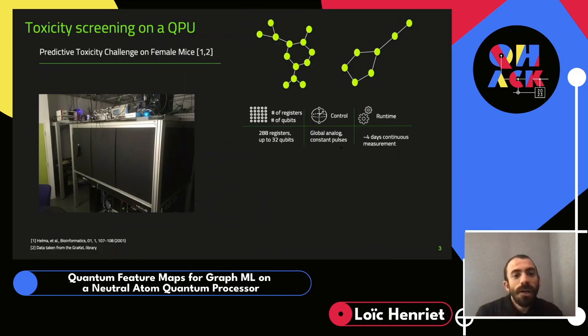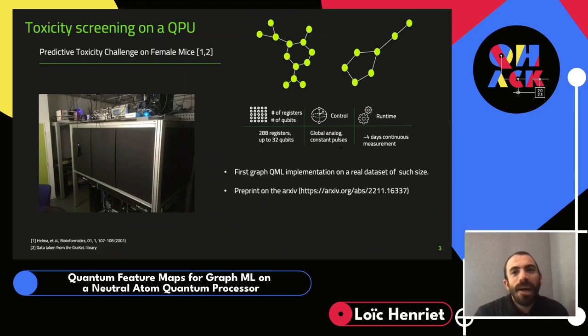Global analog control, no gates. I will talk about that a little bit more in detail later. And in terms of runtime, we took a very large number of shots, given the size of the data set, which is huge, like more than 280 shapes, graphs. So this amounted to around 4 days of continuous runtime on the experiment. So it's one of the first graph quantum machine learning implementations on a real data set of such size. And you have a preprint on the arXiv that we filed in November, and we are currently expecting the results from peer review.